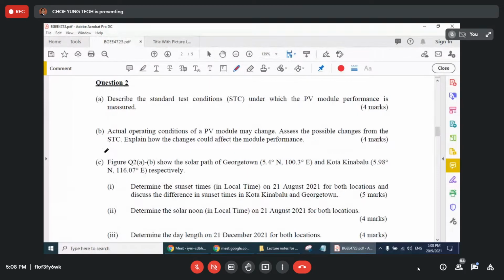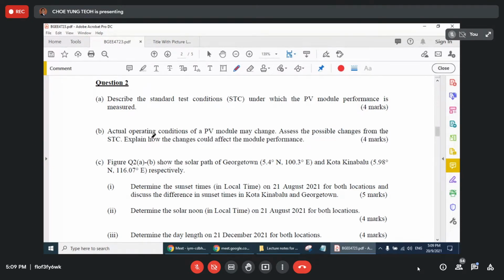Describe the standard test condition under which the PV module performance is measured. What is the standard test condition for photovoltaic module performance? Normally, you have three criteria. One is the solar irradiance of 1000 watt per square meter. Second, the plate temperature of 25 degrees Celsius. And the third, the AM of 1.5, the air mass coefficient of 1.5.